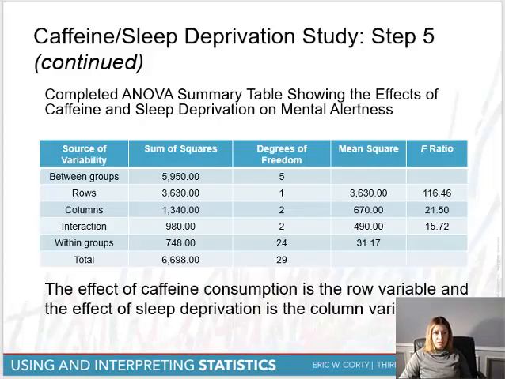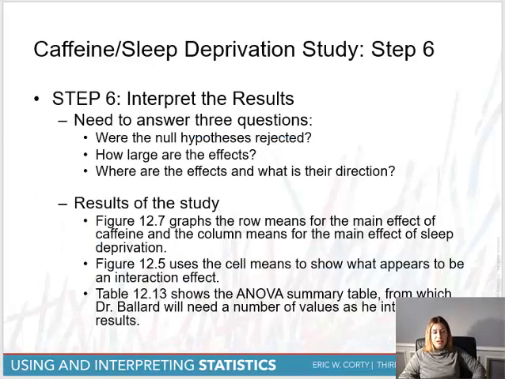So our sixth step is always to interpret the results. So we're going to answer three questions. Was the null rejected? And it's not just was the null, but were the three null hypotheses rejected? If we say yes, we have to answer how big the effect size was, and then we have to ask where the effects are and what their directions are.